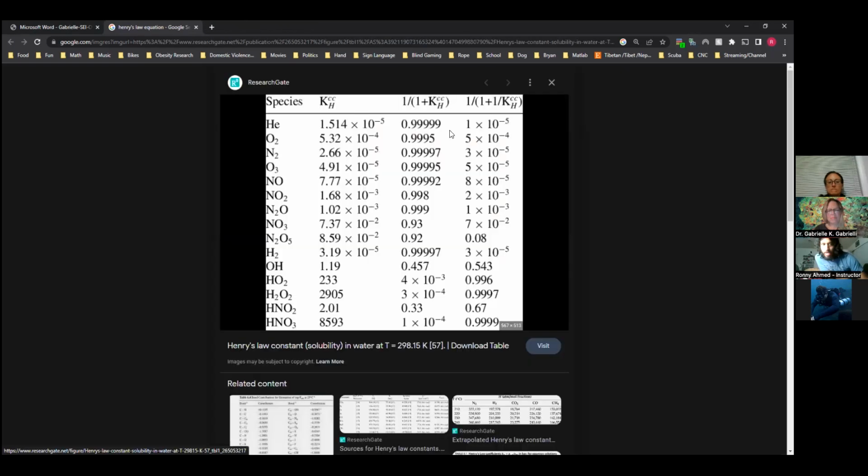And then finally is just a list of different coefficients. That K value that I was talking about earlier, these are all your different K values, and it can change depending on your critical value and things of that nature, which is the difference between these two numbers. But you can see that each one has an individual coefficient that dictates how well it dissolves into a liquid. I think most of these would be for water. But that's what I had for Henry's law.